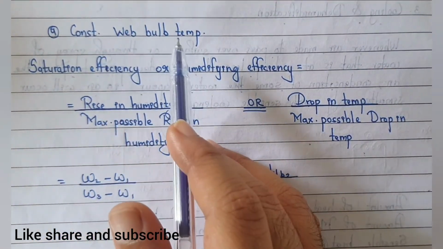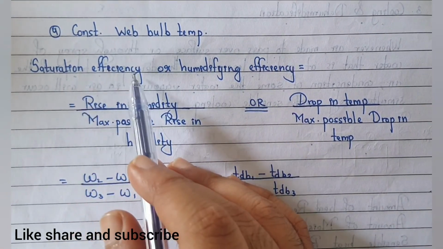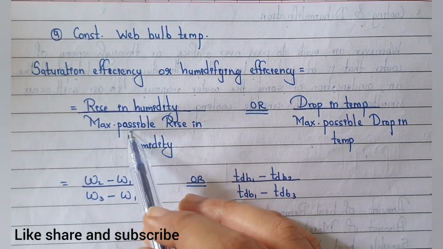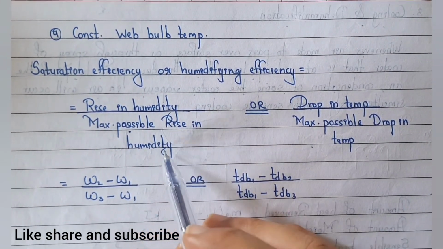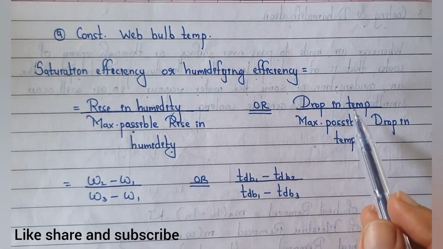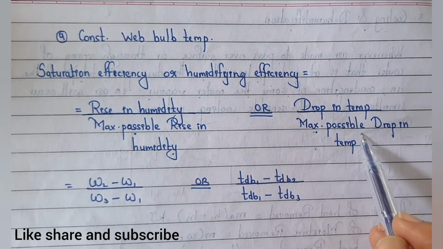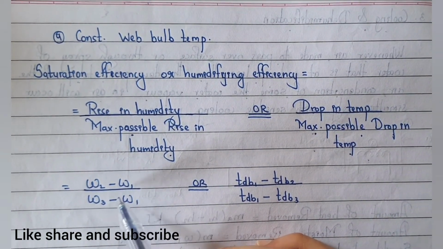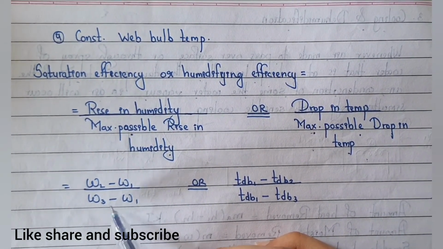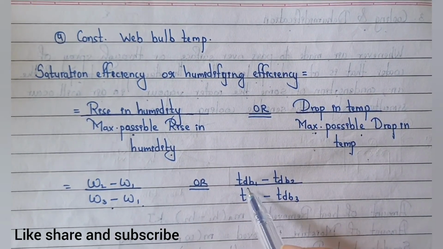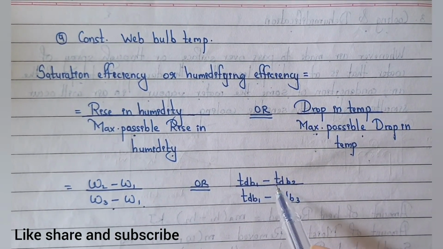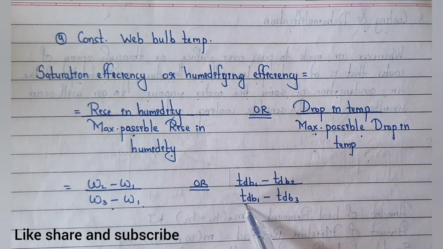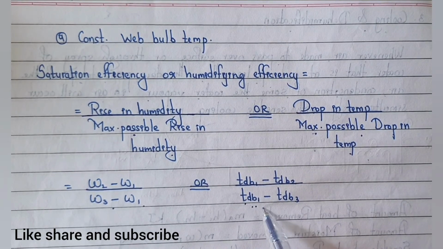Now the constant wet bulb temperature, saturation efficiency or humidifying efficiency is equal to the rise in humidity to that of the maximum possible rise in humidity, or we can say the drop in temperature to that of the maximum possible drop in temperature. That is also given by W2 minus W1 divided by W3 minus W1, or we can say TdB1 minus TdB2 completely divided by TdB1 minus TdB3.